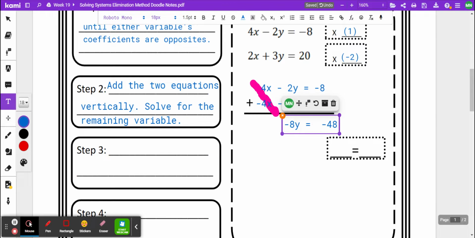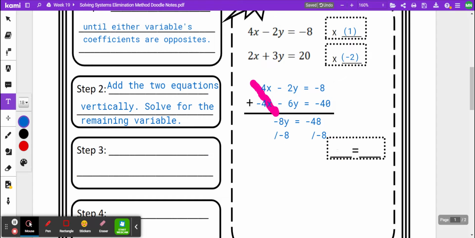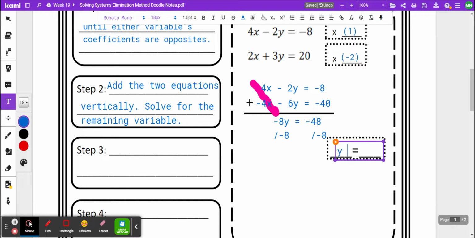So we still need to solve for that remaining variable. So we eliminated x, and now we have one variable that we can solve for. So we're going to divide both sides by negative 8. And that's going to give us y equals 6. So we just solved for one of the variables.